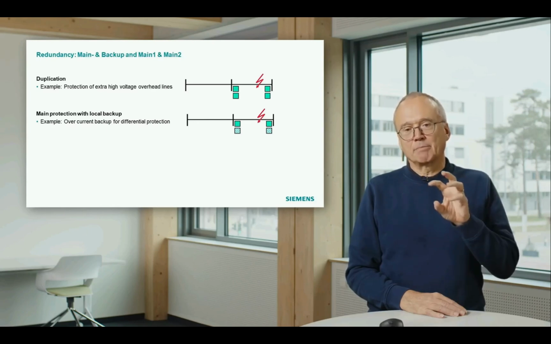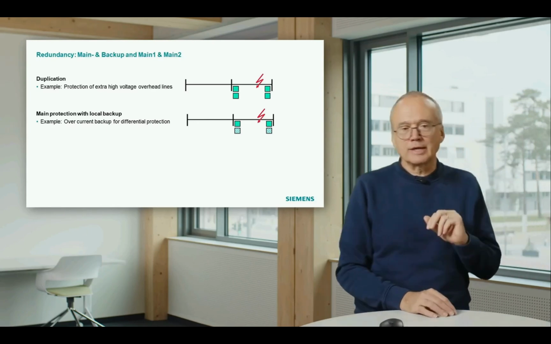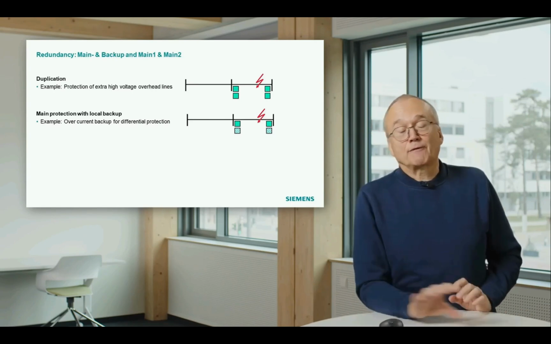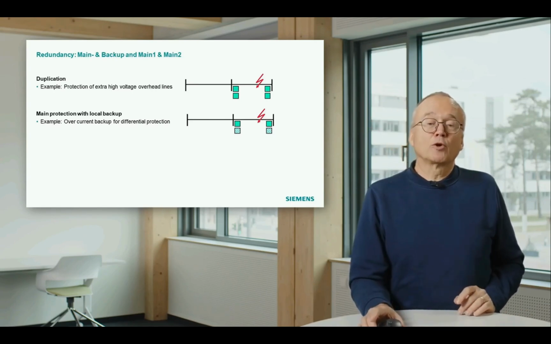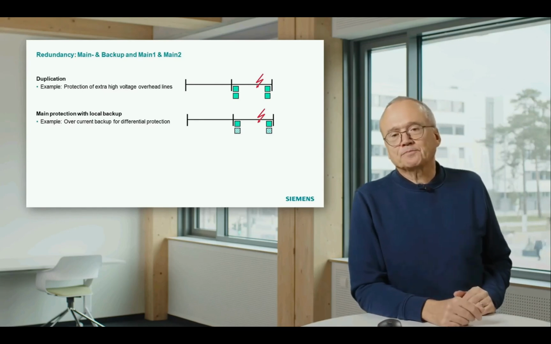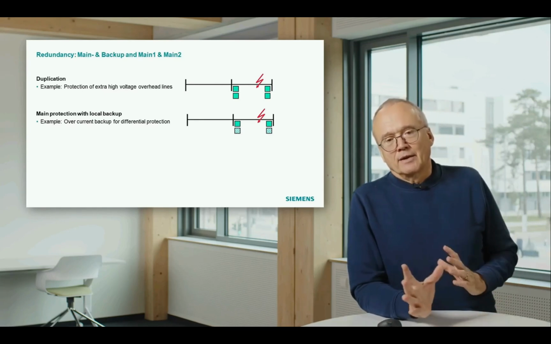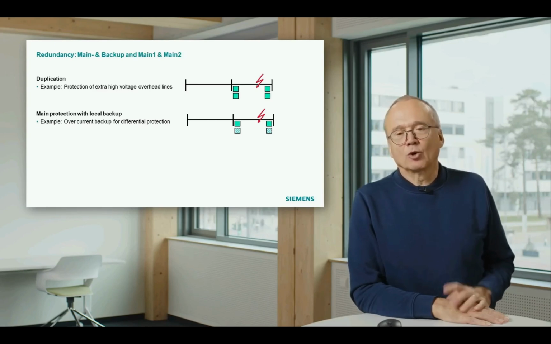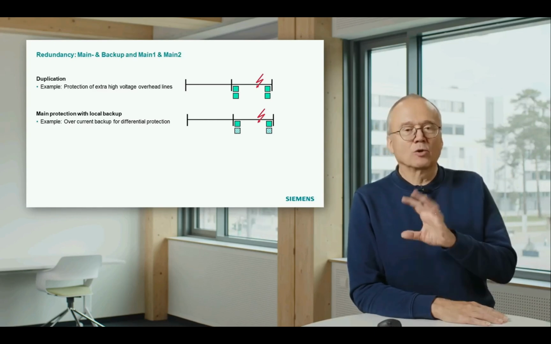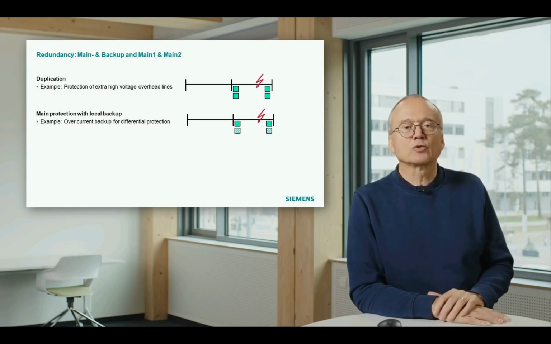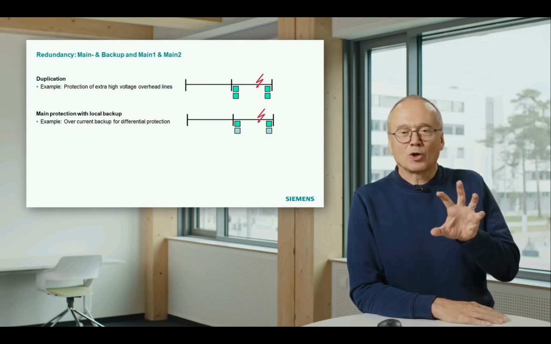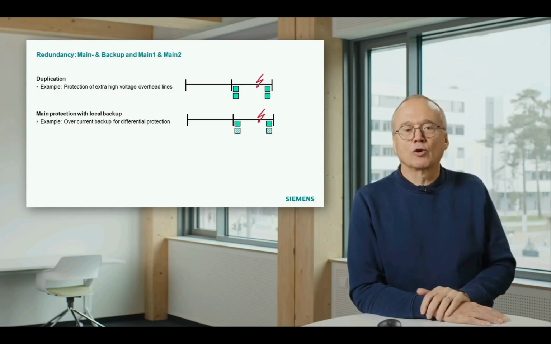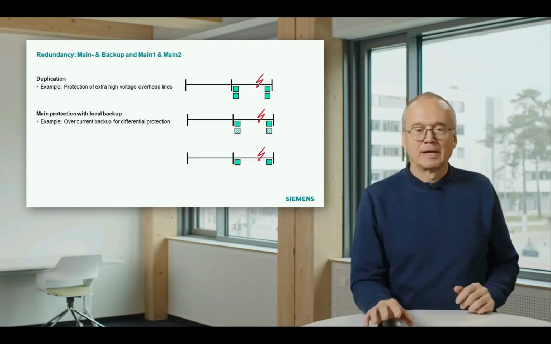That means you have one backup device installed locally. And in case now the differential protection fails, you have to trip this fault with overcurrent protection. And we will see overcurrent protection tends to have a bit longer tripping times. You may also have some selectivity issues here. So the quality of the protection is a bit lower in case of a backup situation.